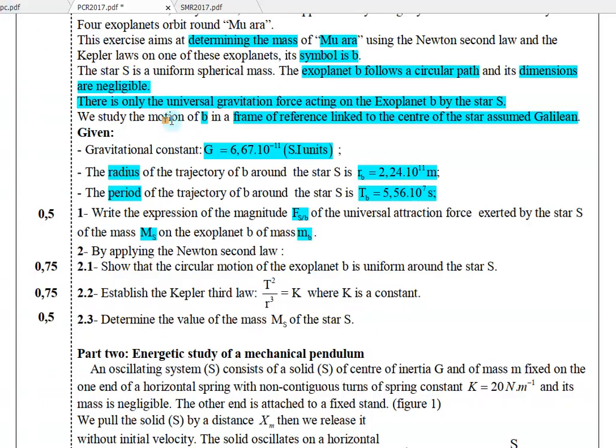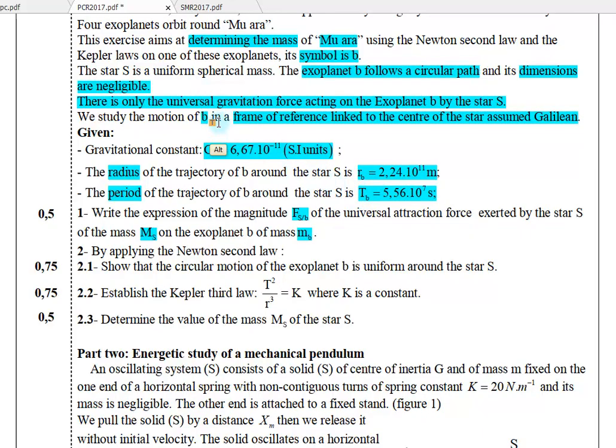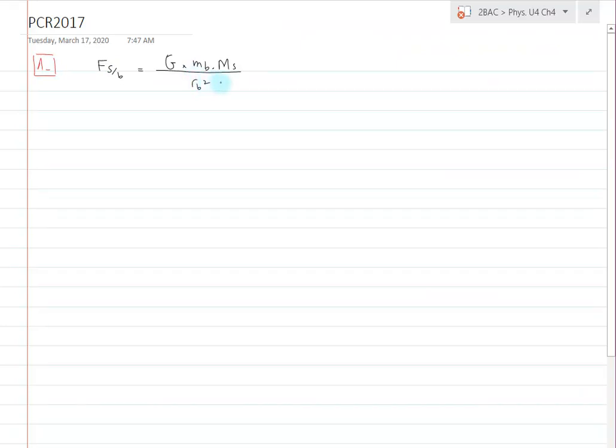Okay, so they want the magnitude, so the magnitude of the force that S acts on B, and we know that the magnitude of the gravitational force is G, gravitational constant, times the mass of the two objects. So we have mb times ms, over what is the distance between them is RB, so over RB square. So this is the expression.